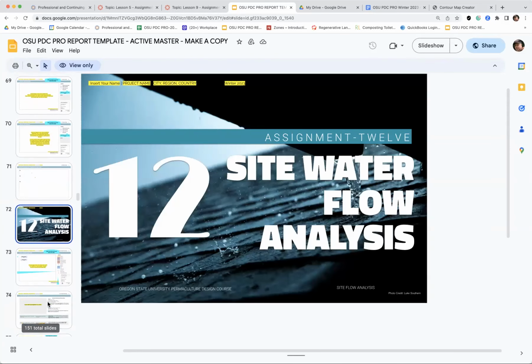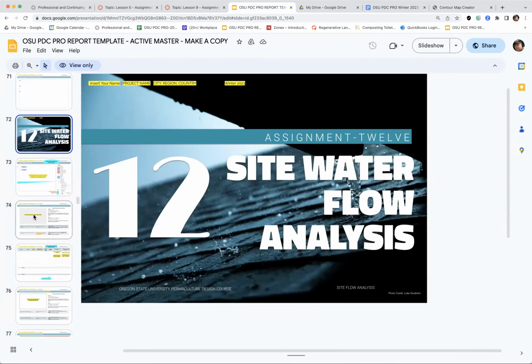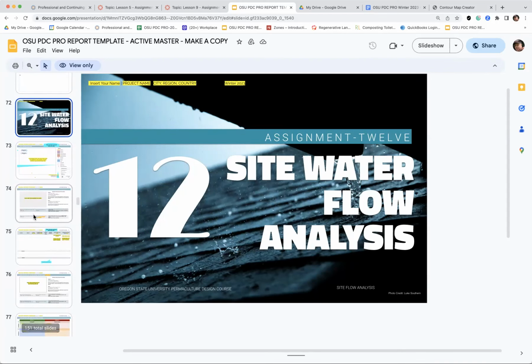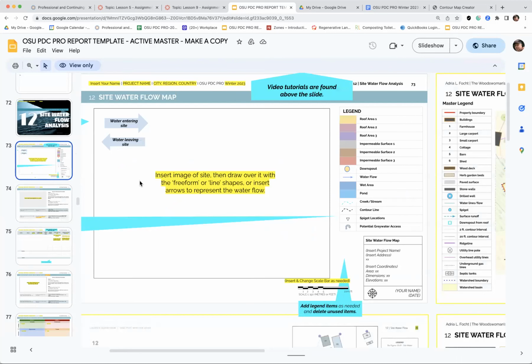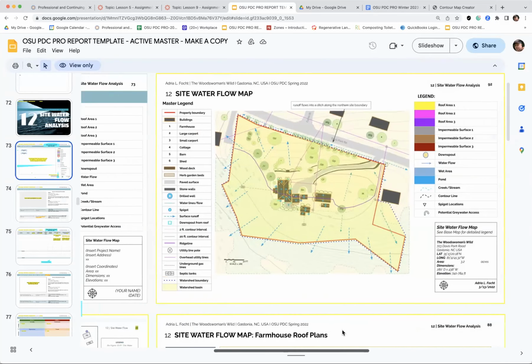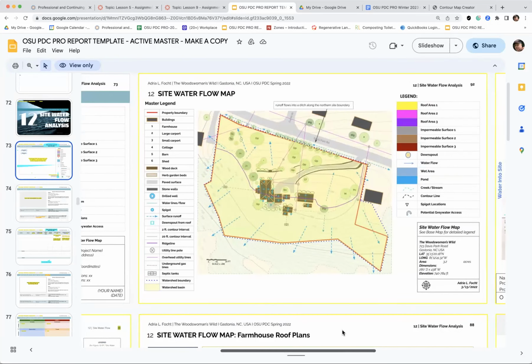And just to touch on the last part of the assignment, which is very valuable. There's a lot of points here. We want your site water flow map, which we covered. And again, there are always excellent examples of that here. And here's the site where their micro watershed was their site boundary. There's an excellent example of that.